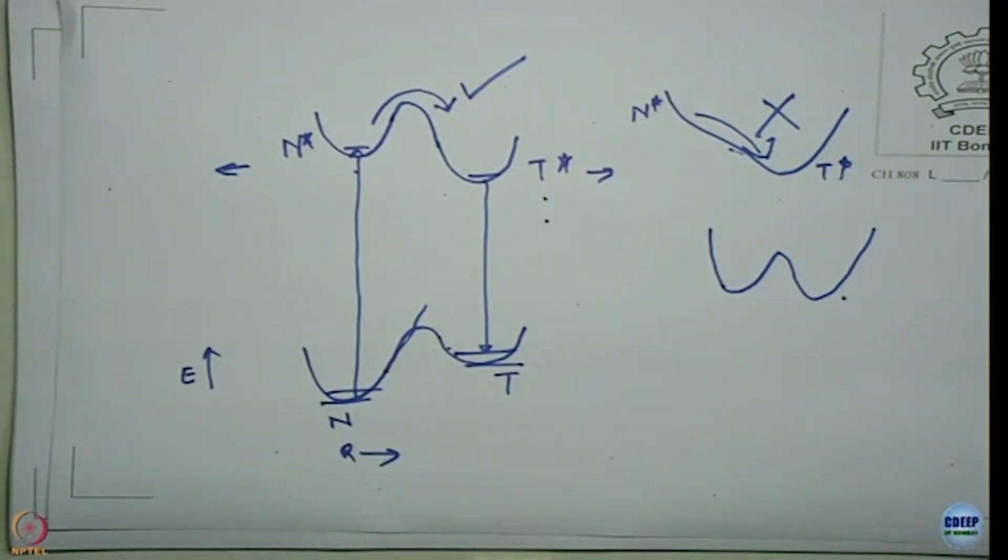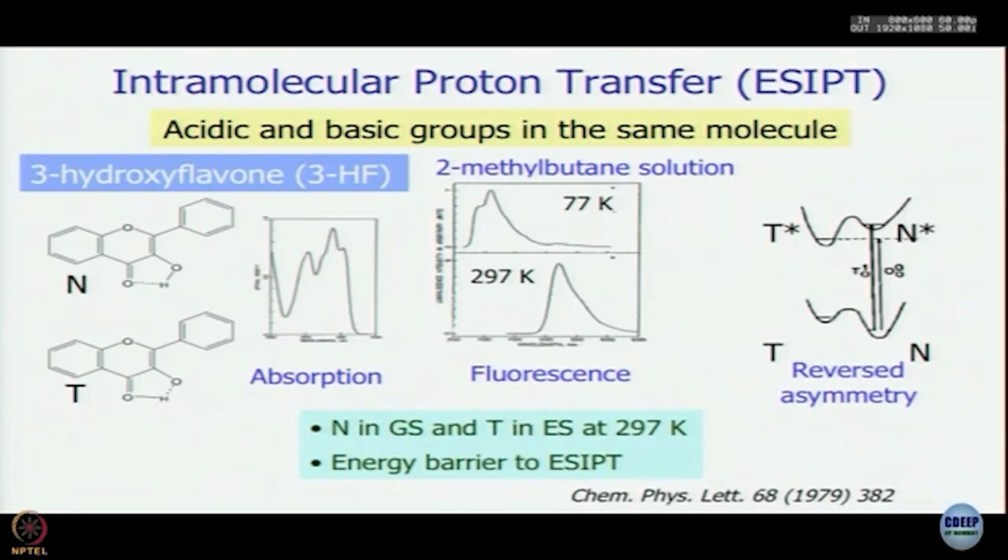Okay. And here you see, this is the diagram that was drawn. So, you have asymmetric double well potentials in the ground as well as excited state, and when you go from the ground state to the excited state, the asymmetry is reversed. This is the schematic that was drawn, and later on plenty of calculations have been done to prove that this is correct.